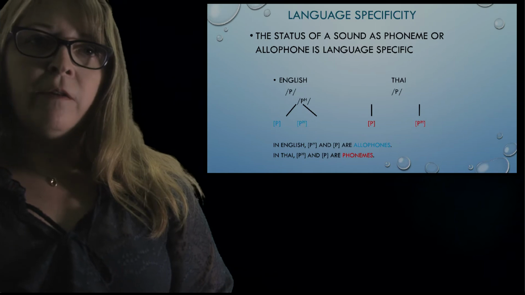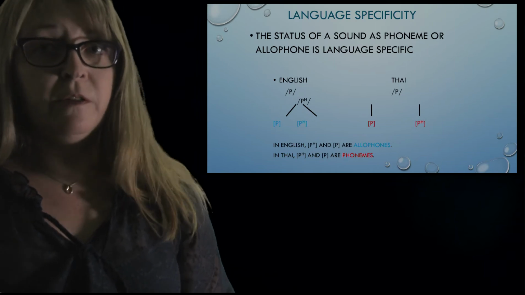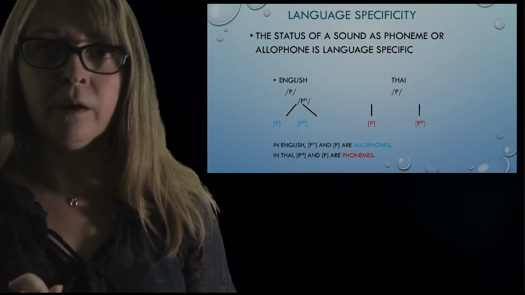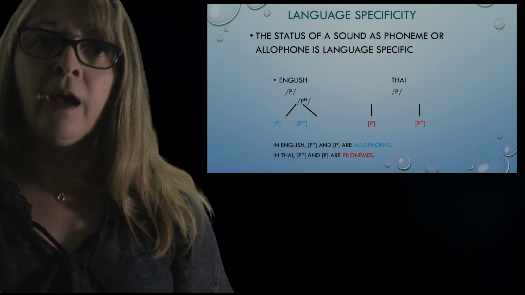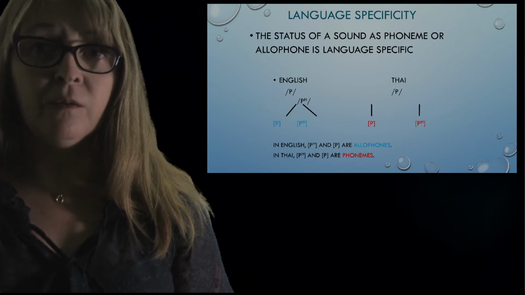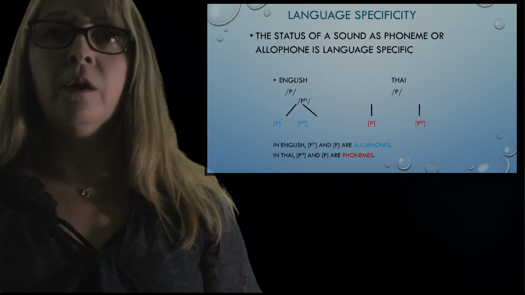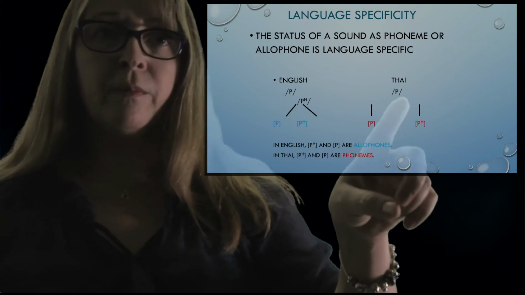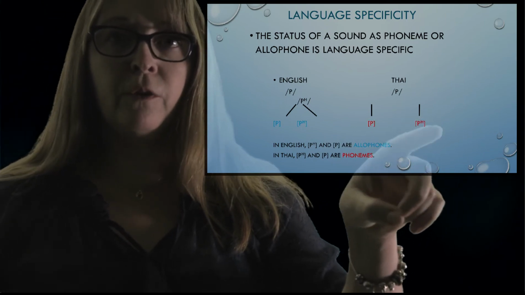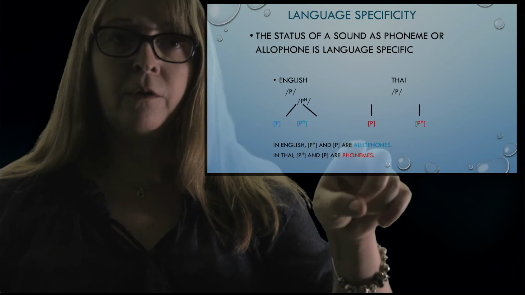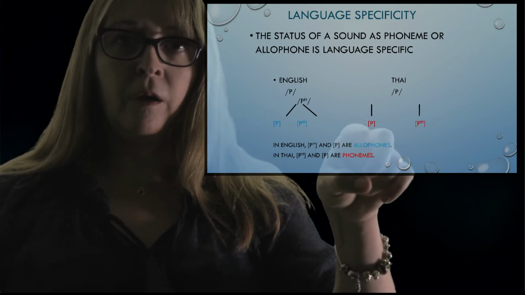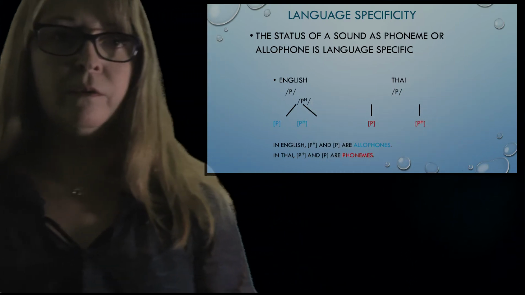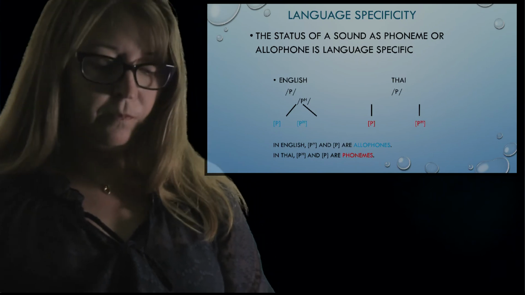The status of a sound as phoneme or allophone is language specific. So in some languages, the p sound, aspirated, has a different meaning when used in a word, different than p. In Thai, for example. These are not allophones of the same phoneme. They're actually phonemes. In English they are allophones. Okay.